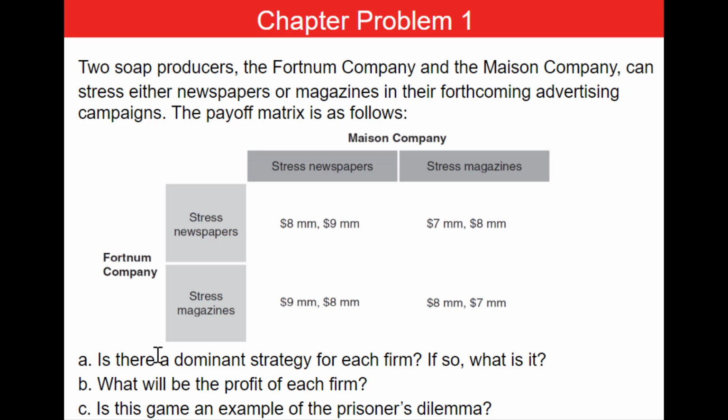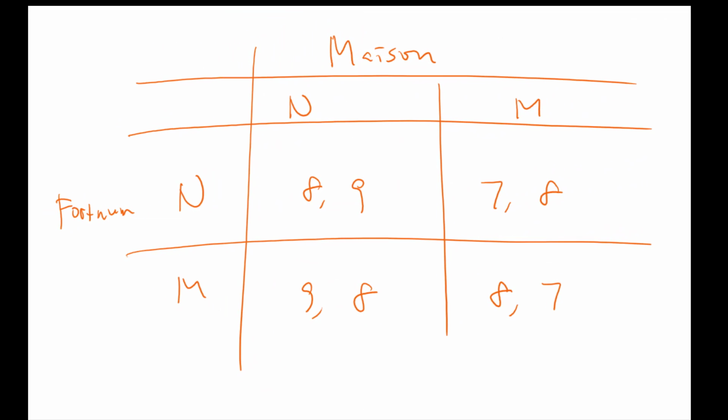Question A. Is there a dominant strategy for each firm? If so, what is it? Question B. What will be the profit of each firm? Question C. Is this game an example of the prisoner's dilemma? Let me copy this game into a whiteboard. Okay, so I copied the matrix, right?